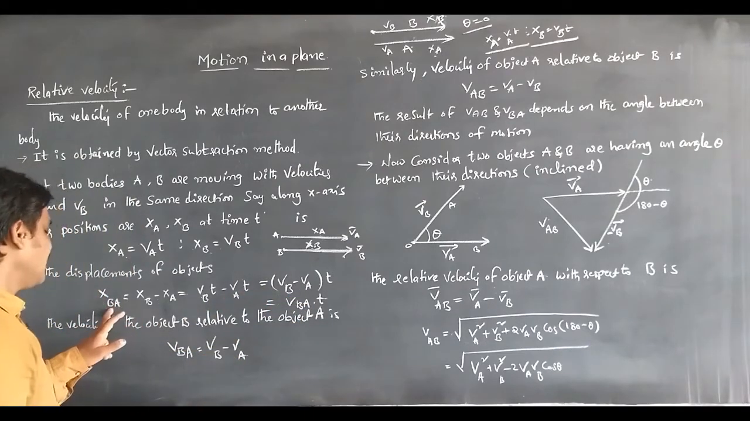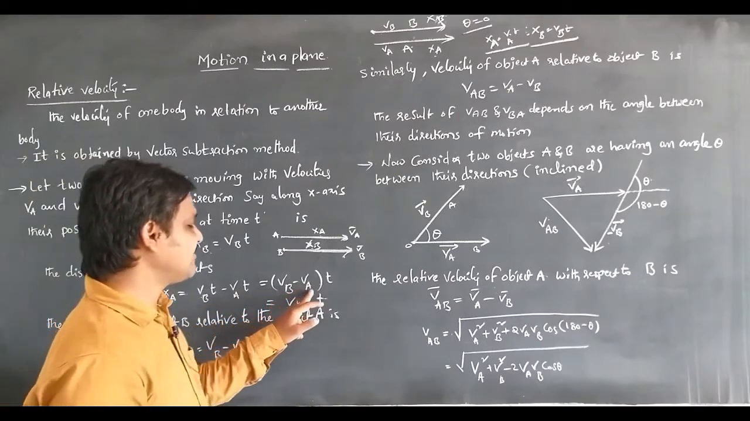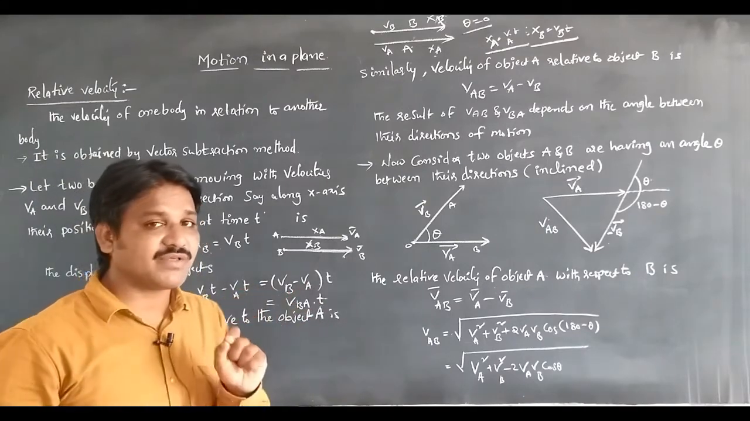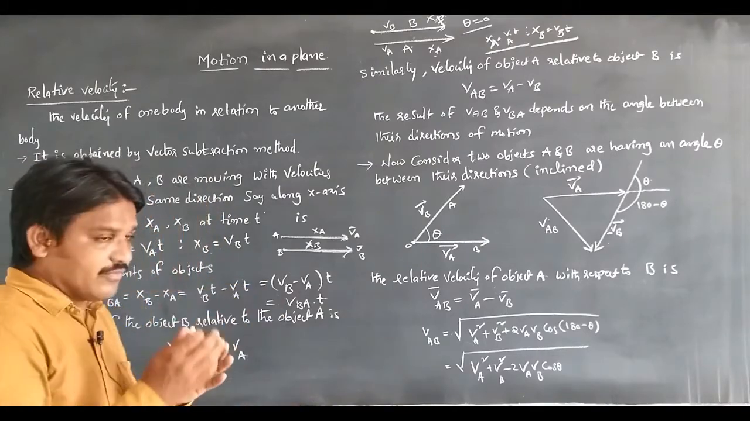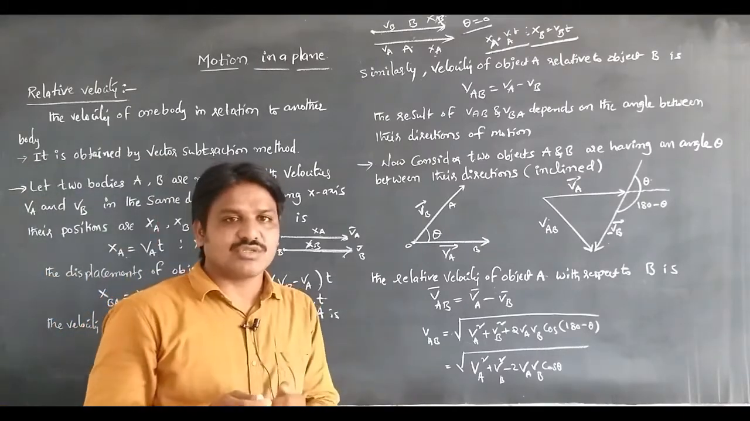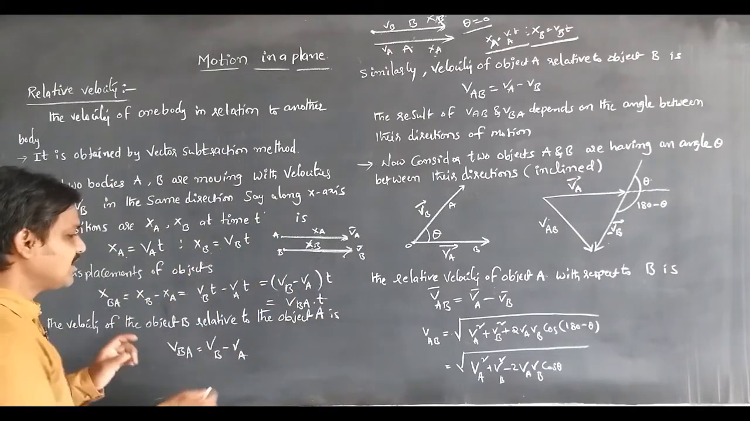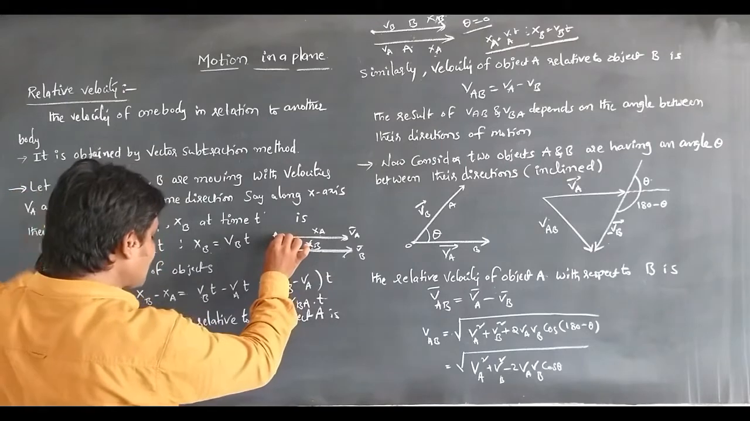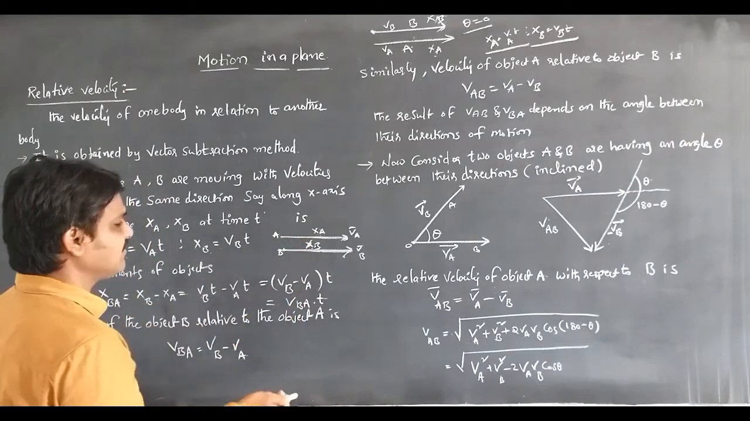Here we wrote that XBA is equal to XB minus XA. Here VB minus VA means the difference between the velocities of body B and body A. So wherever the body velocity is more, the displacement will be more. Here also we can say that it is the velocity of object A or object B, but nothing will be different.